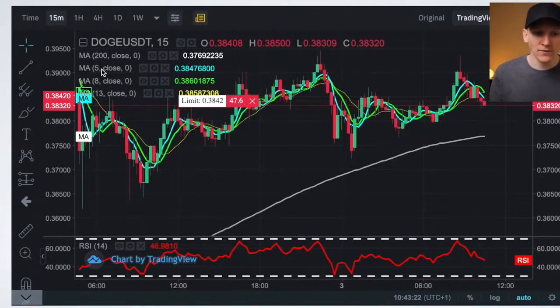I have a 5-day, an 8-day, and a 13-day moving average on here, and you can see all of these swings. So we have one swing right here. Now remember, this is intraday. This is a 15-minute chart, so every candlestick right here is 15 minutes. If you don't know what candlesticks are, if you don't know what this chart is, don't worry. All of this is going to be explained as we go through the video.